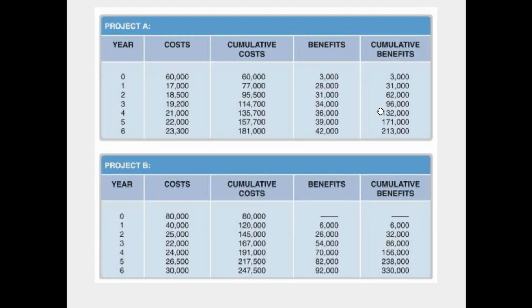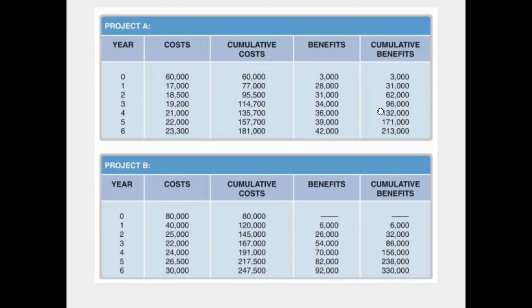Okay, here is the example. We have two projects, and year 0 means a starting year and goes up to 6 years. So the second column indicates the costs. So the first year, it will take around 60,000 for project A. For the first year, for project B, it's about 80,000.